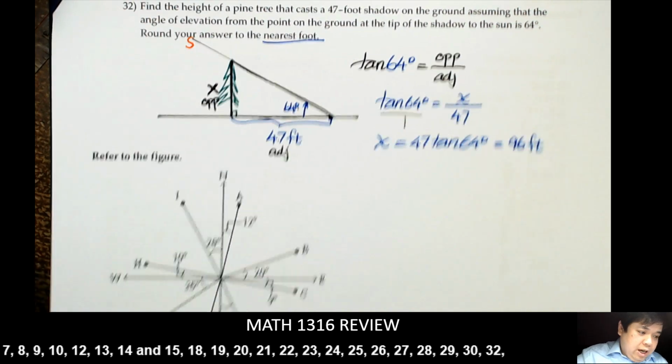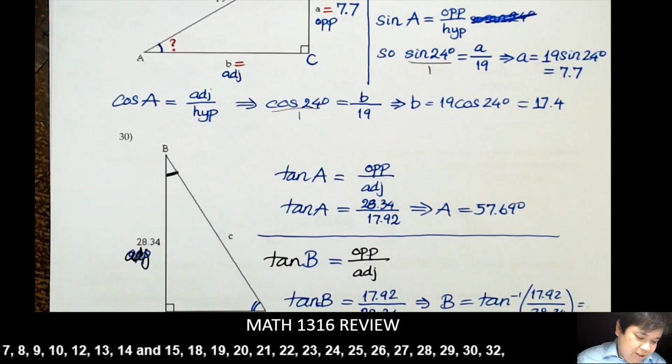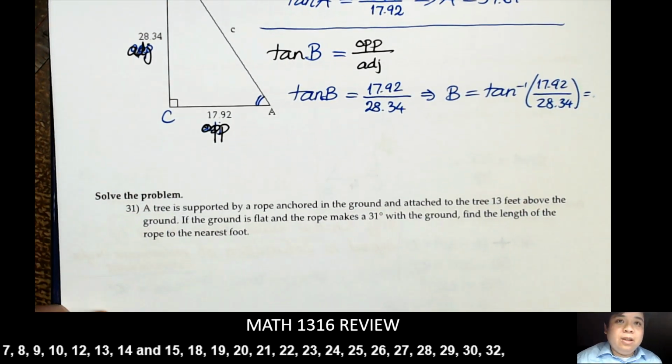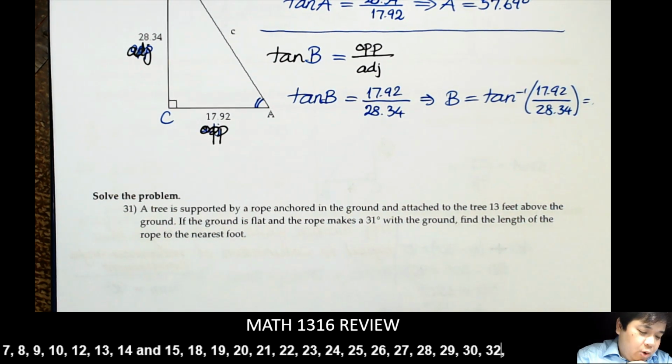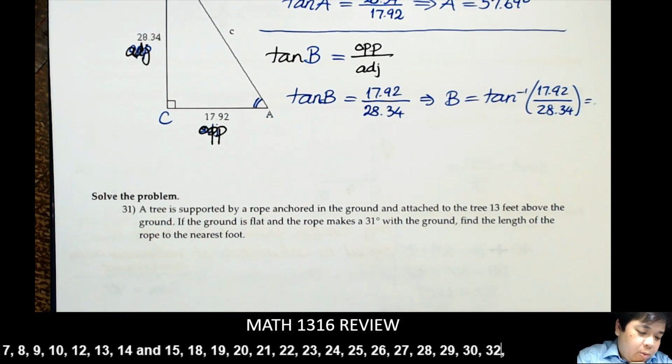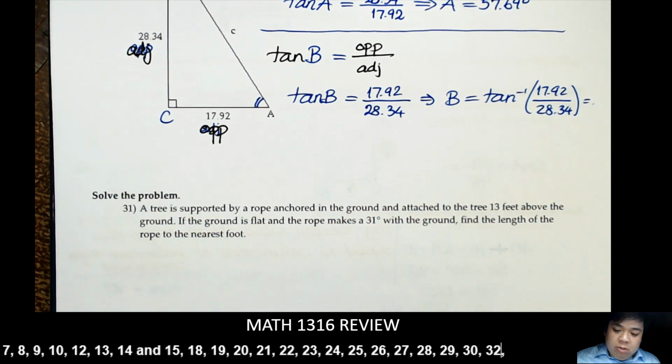Right. And go back to 31. A tree is supported by a rope anchored in the ground and attached to the tree 13 feet above the ground. If the ground is flat and the rope is 31 degrees with the ground, find the length of the rope to the nearest length.